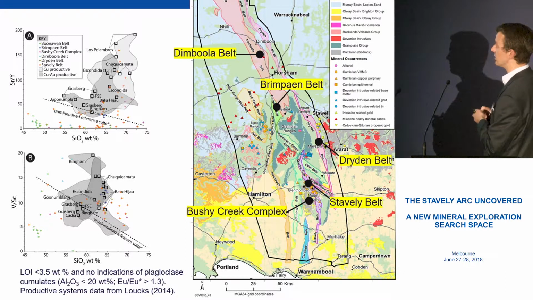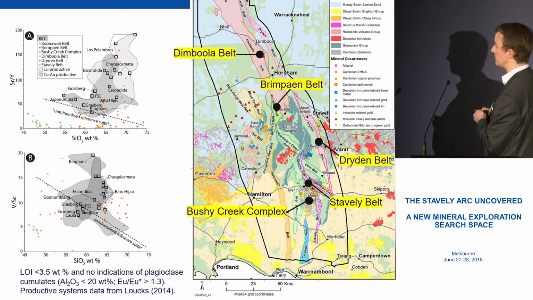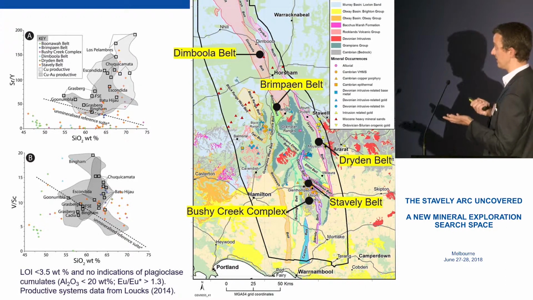And that gets back to the notion now that we're happy with porphyry-style mineralisation occurring outside the belts and in the interbelt sedimentary rocks between the belts.